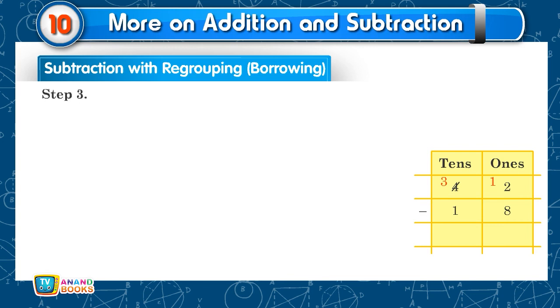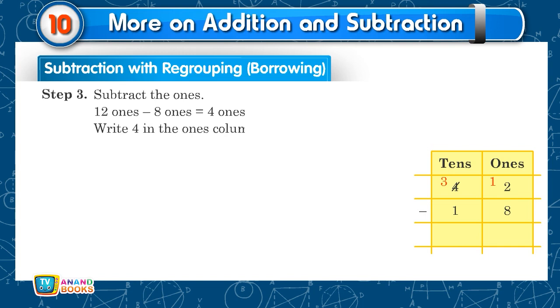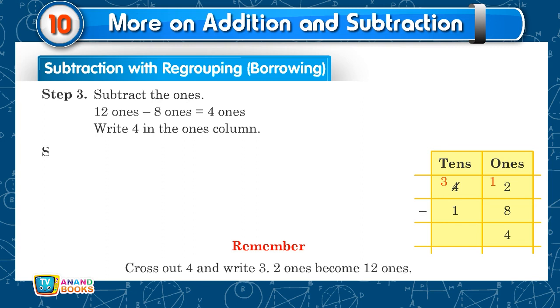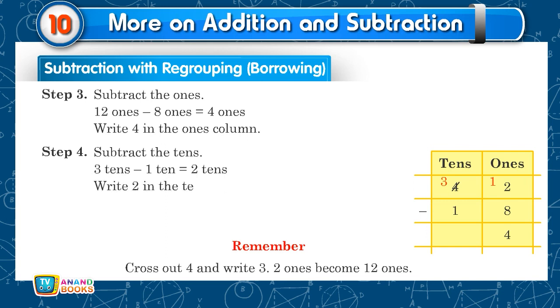Step 3. Subtract the ones. 12 ones minus 8 ones is equal to 4 ones. Write 4 in the ones column. Remember, cross out 4 and write 3. 2 ones become 12 ones. Step 4. Subtract the tens. 3 tens minus 1 ten is equal to 2 tens. Write 2 in the tens column. Difference is equal to 24.